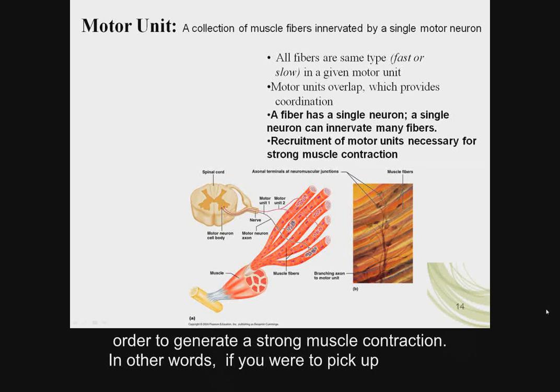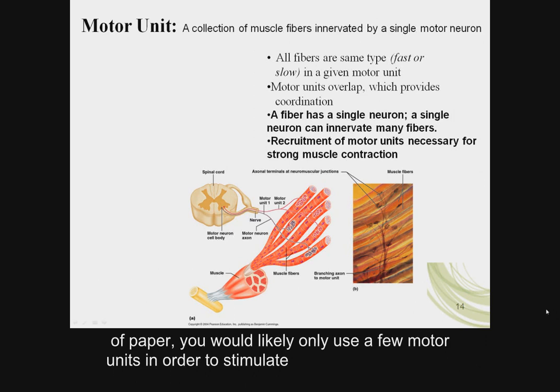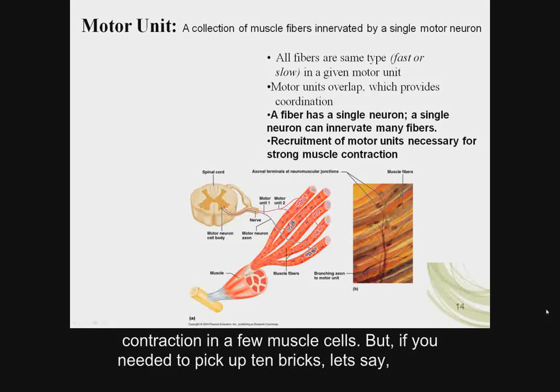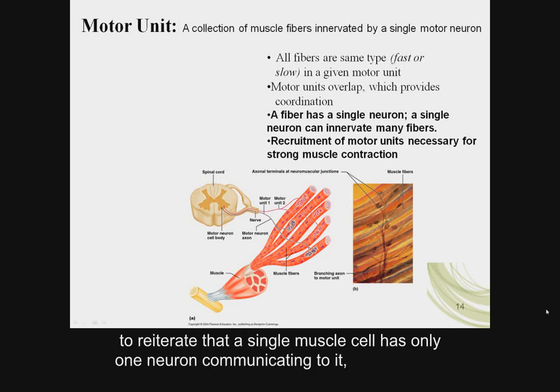contraction. In other words, if you were to pick up a piece of paper using your biceps brachii to flex your forearm to pick up that piece of paper, you would likely only use a few motor units in order to stimulate contraction in a few muscle cells. But if you needed to pick up 10 bricks, let's say, you would need to recruit many more motor units in the biceps brachii muscle.